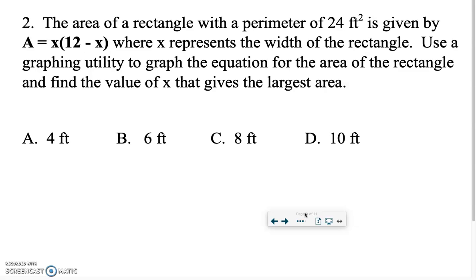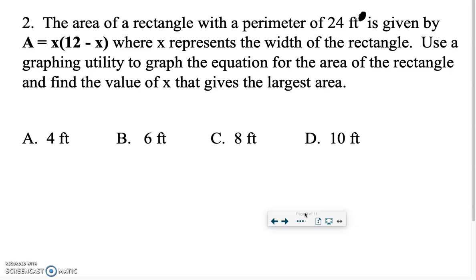Number 2, it says, if the area of a rectangle with a perimeter of 24, I caught that typo earlier, and then I apparently didn't change it. It's perimeter, it's not going to be square feet, sorry. So the area of a rectangle with a perimeter of 24 feet is given by A equals x times 12 minus x, where x represents the width of the rectangle. We want to use a graphing utility to graph the equation for the area of the rectangle and find the value of x that gives the largest area.